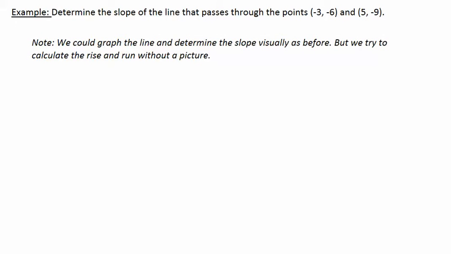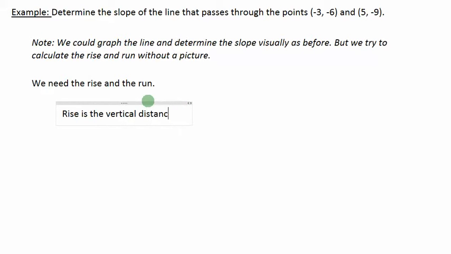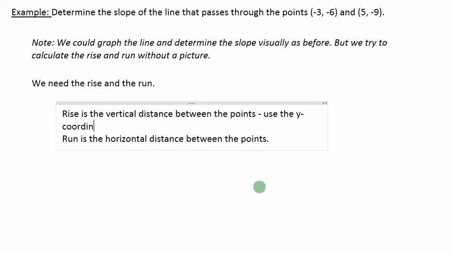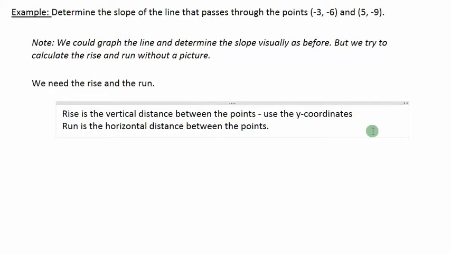So we need the rise and the run. And I'll remind you, rise is the vertical distance between the points. Run is the horizontal distance between the points, okay? So if you think about a coordinate plane and you want to measure a vertical distance, you measure vertically using the y coordinate. So if we want to calculate the rise, we will use the y coordinates, okay? Because y measures vertical distance. And for the horizontal distance, the run, we will use the x coordinates.